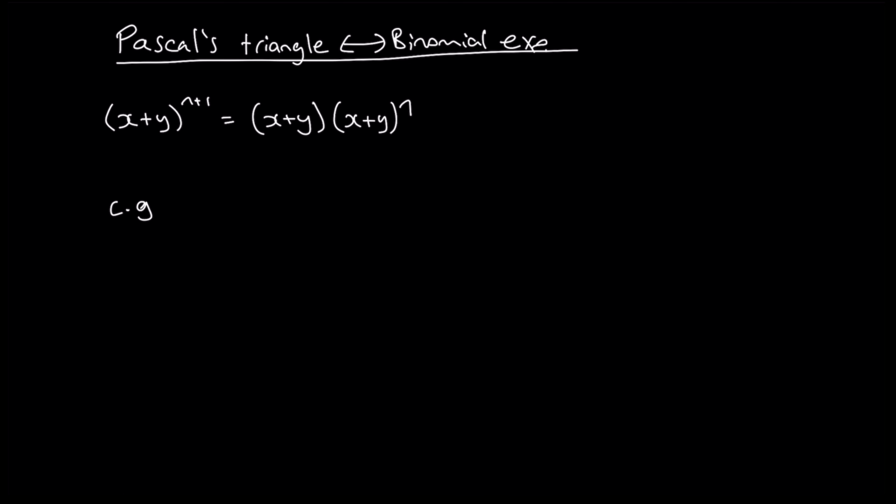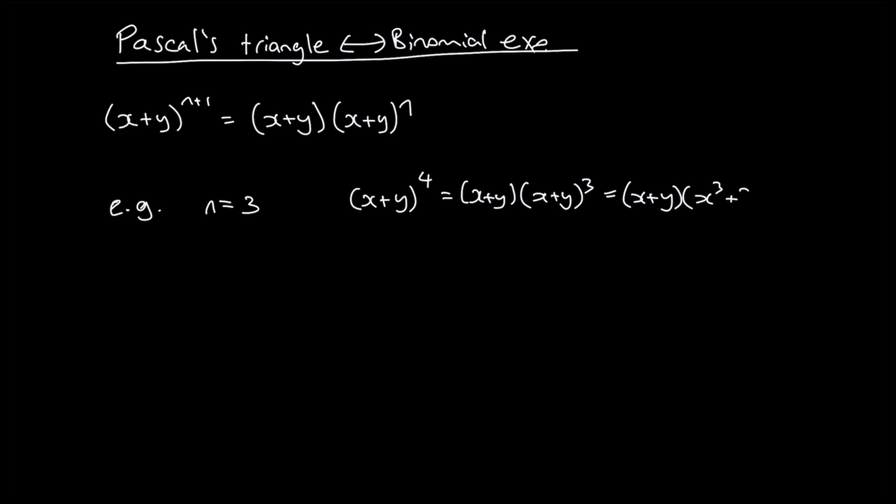So, for example, let's choose n equals 3. x plus y to the n plus 1, which is 4, is x plus y times x plus y cubed, which is x plus y times x cubed plus 3x squared y plus 3xy squared plus y cubed.